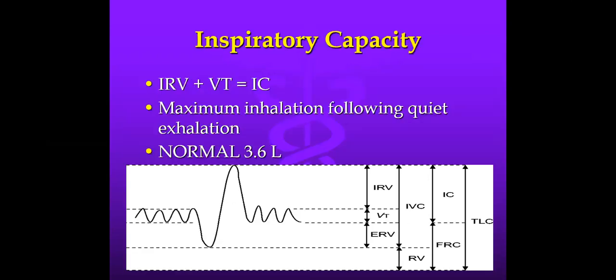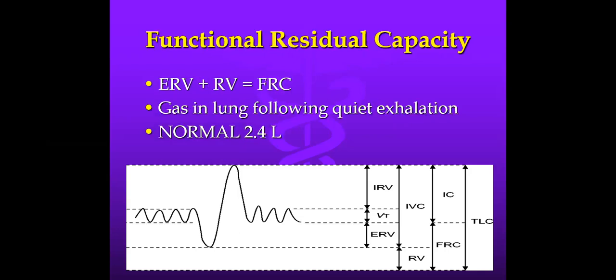Inspiratory capacity. That is IRV plus my VT. Right, now they're breaking it down. Inspiratory capacity is IRV plus my VT. The maximum inhalation following a quiet exhalation. But we're talking about capacity now. Maximum inhalation following a quiet exhalation is my IC. And I was at the club the other day and IC 3.6 Mafia, right? 3.6.